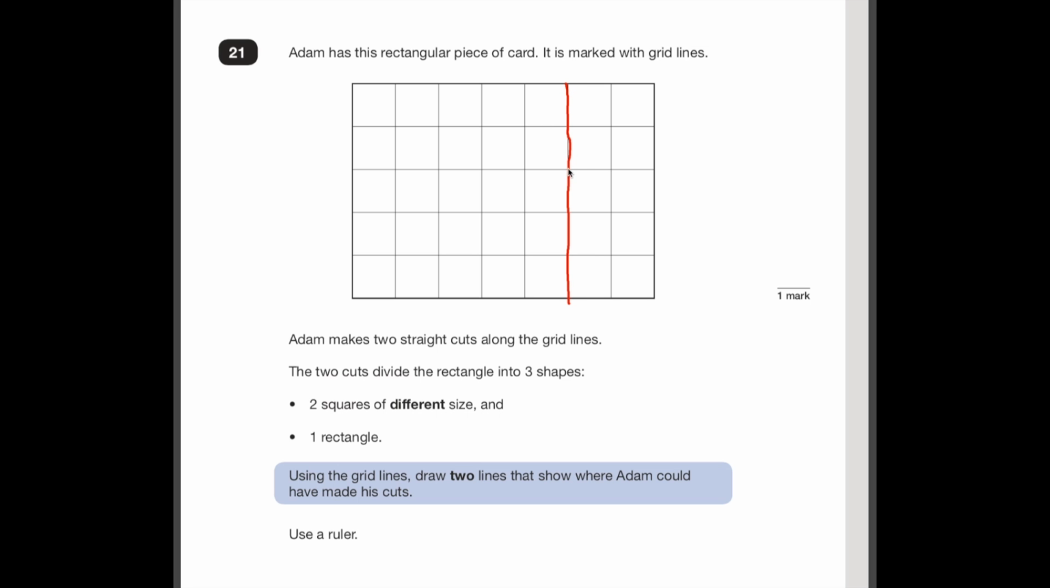And I'm going to put a line here. So I have 2 different squares. I have a 2x2 and a 5x5, and I also have a rectangle, that one there.